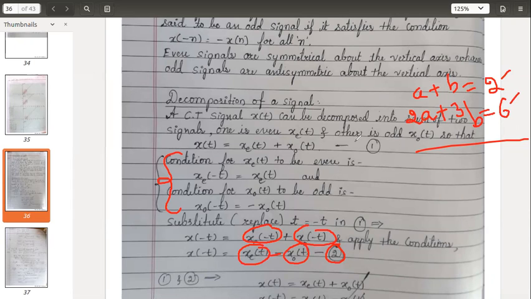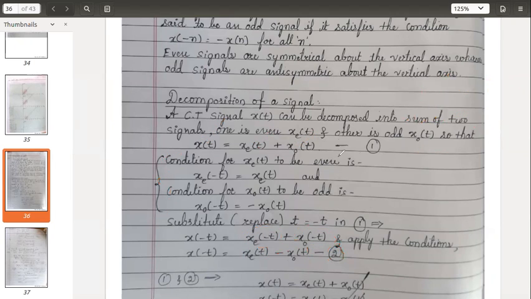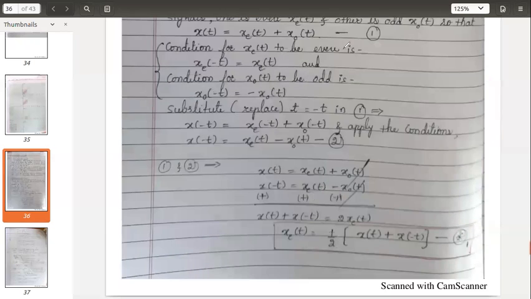Equation 1 has x of t, xe of t, xo of t. Equation 2 has got again these 3 terms, out of which these are common. So this is nothing but a and b, the even part and odd part. So how to find this xe of t and xo of t? Take equation 1 and 2 one below the other, and solve them by simultaneous equation solution. How will you do that?